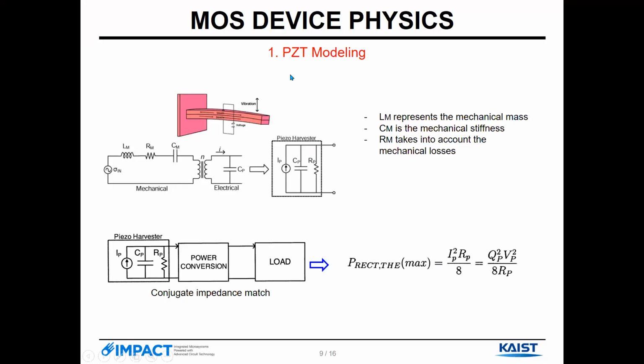As we can see in this slide, the bioelectric harvester can be represented as a current source IP, a capacitor CP, and a resistor. The inductor represents the mechanical mass, the capacitor is the mechanical stiffness, and the resistor is the mechanical loss. If we have the harvester as well as the loss, with impedance matching, we can combine them and get the power in this equation.